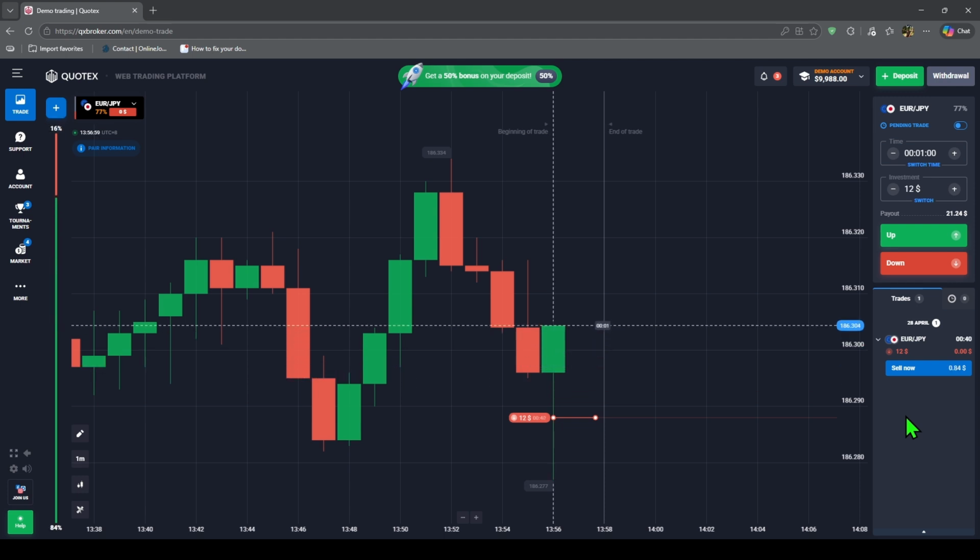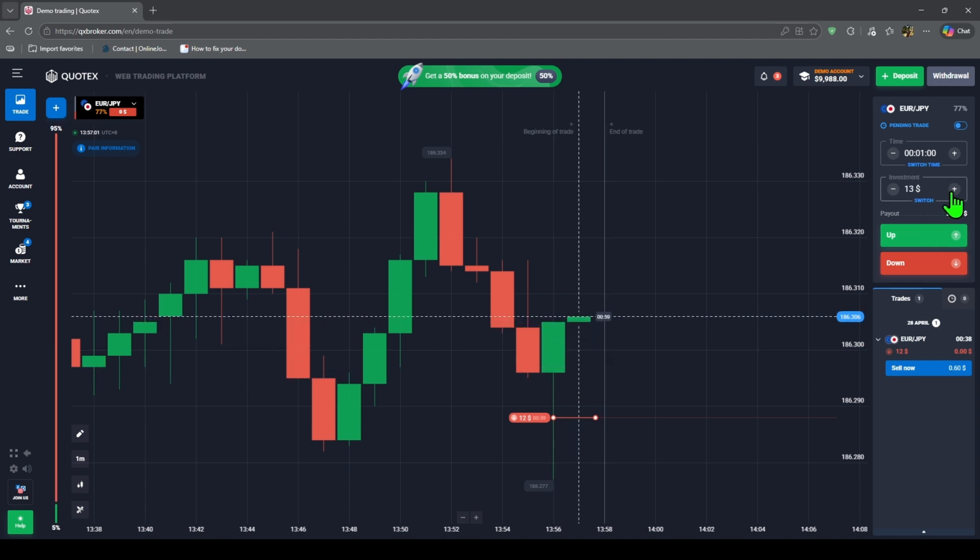Now look at the chart and decide your direction. If you think the price will be higher when the trade ends, choose up. If you think the price will be lower, choose down.